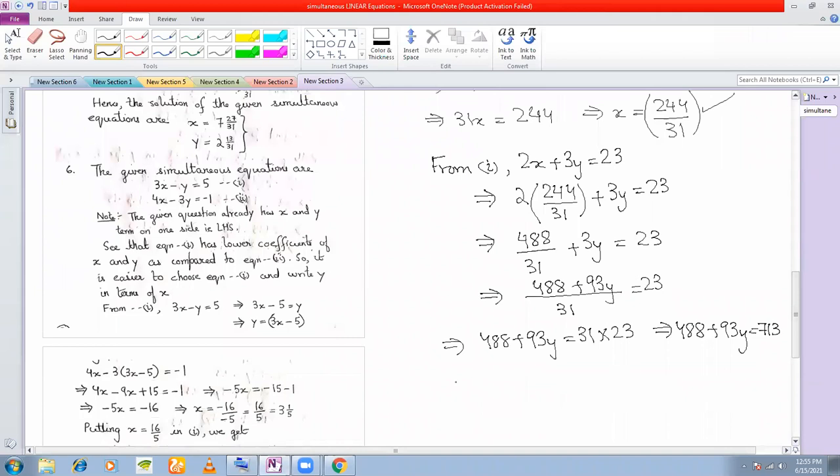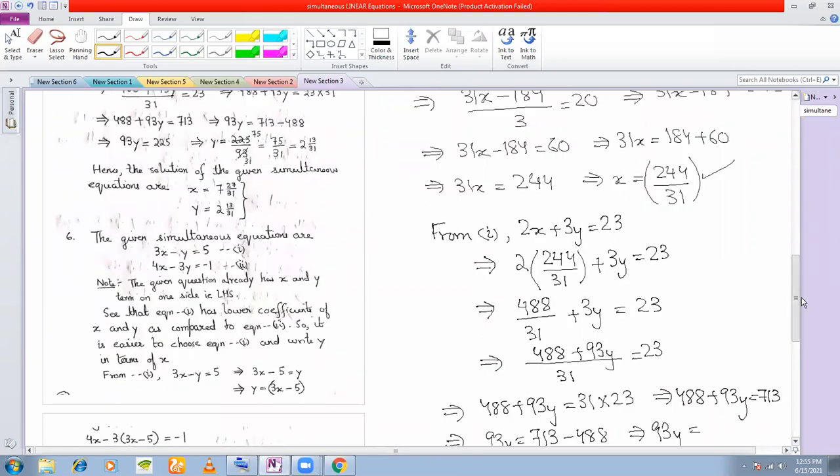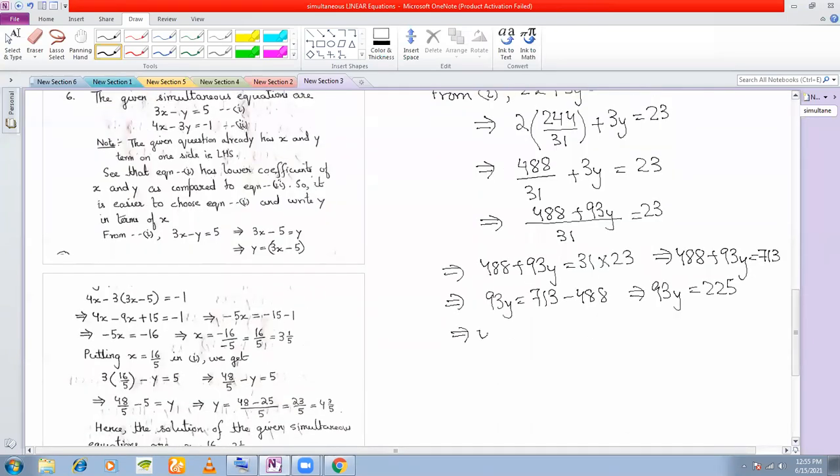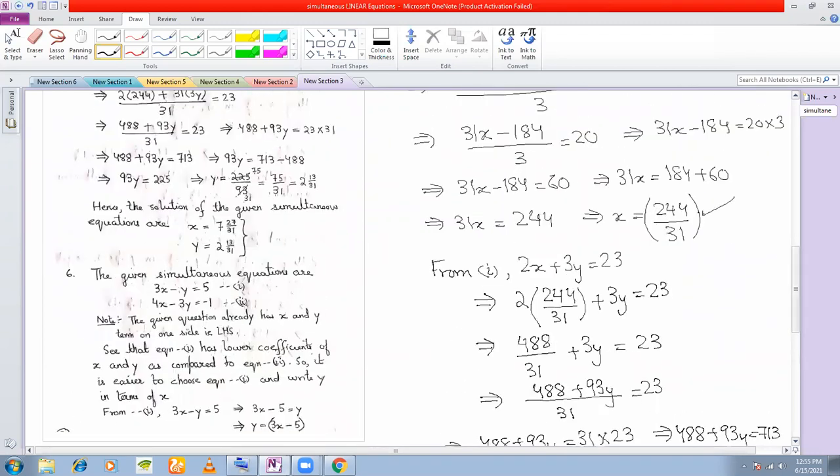So that means 93y is equal to 713 minus 488. That means 93y is equal to 225. That means y you get as 225 divided by 93. Again, you can convert it to a mixed fraction, no problem. But you have got the value of y and you have got the value of x here also.